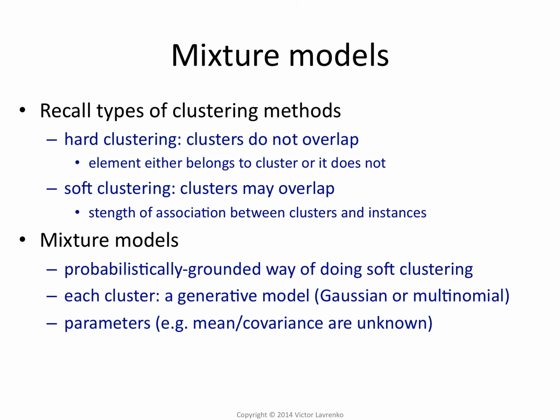What I mean by probabilistically grounded is each cluster corresponds to a probability distribution in your d-dimensional space, and the points are viewed as samples from that probability distribution. Of course, what kind of probability distribution it is depends on what kind of data you're dealing with. If your data is normal, real-valued observations, then typically you use a Gaussian for modeling each class. If your data is discrete, so if your data is words, then you'll use something multinomial.